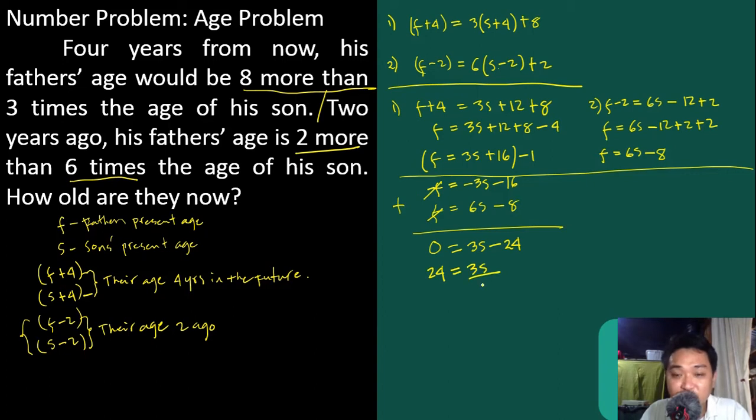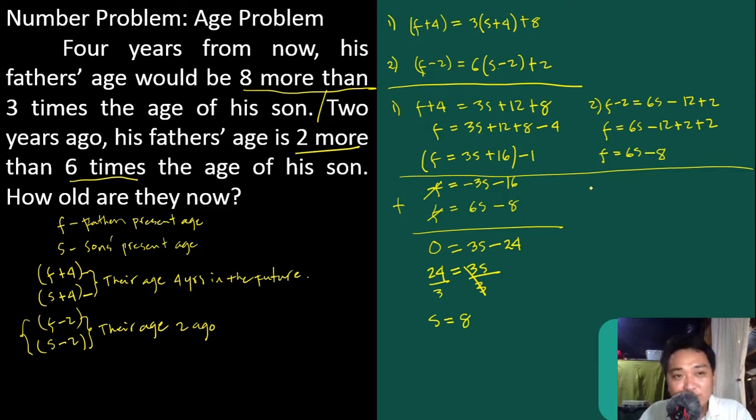And let us divide both sides by 3. S here is equivalent to 24 divided by 3 is equivalent to 8. Yan. Ibig sabihin, yung present age pala nung anak, yung son, is 8 years old. 8 years old pala siya.